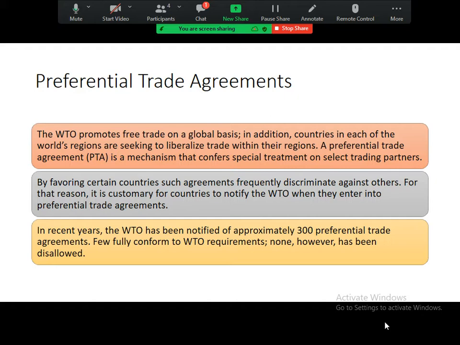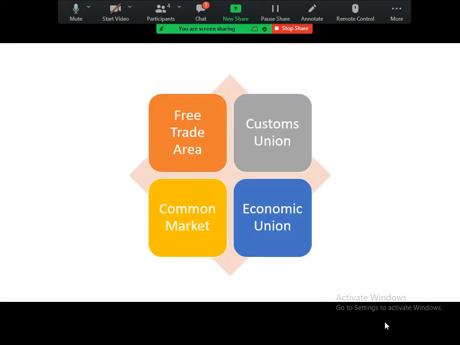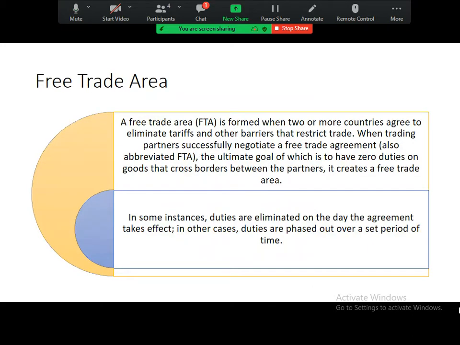Now there are four categories: FTA, that is free trade area, then customs union, then common markets, and economic union. So we will talk about this. First is free trade area. So what do you understand by free trade area? Then what do you understand by customs union? What are common markets, and what is the concept of economic union?